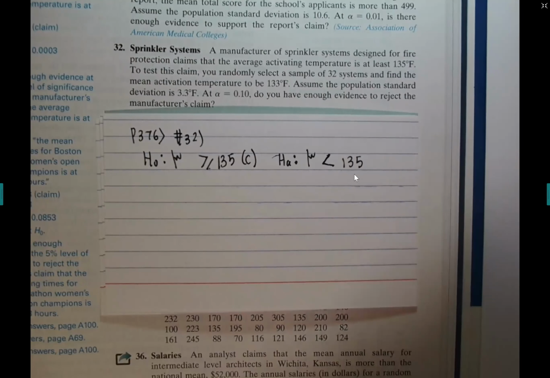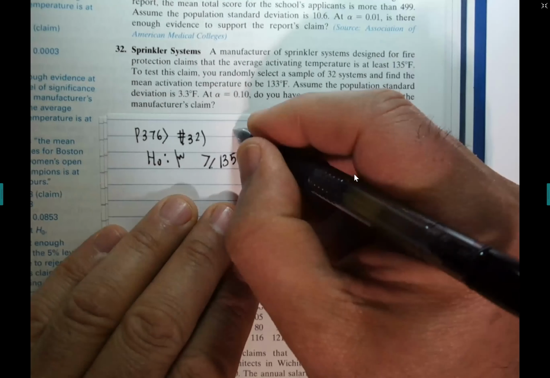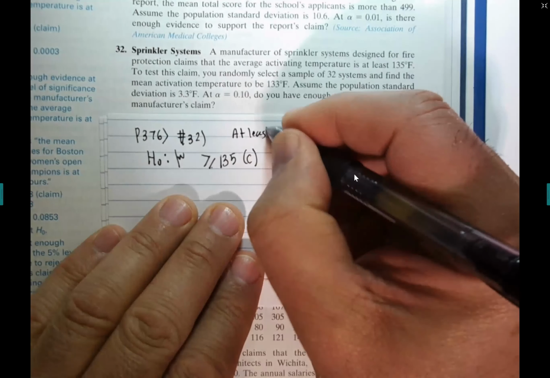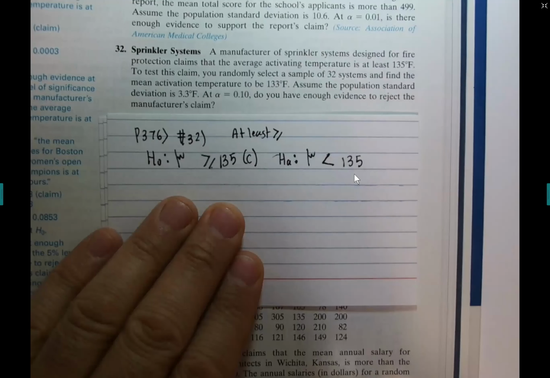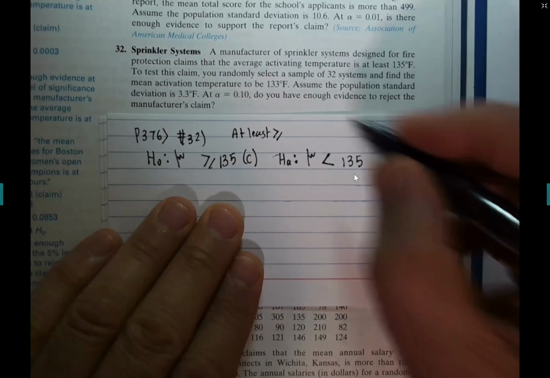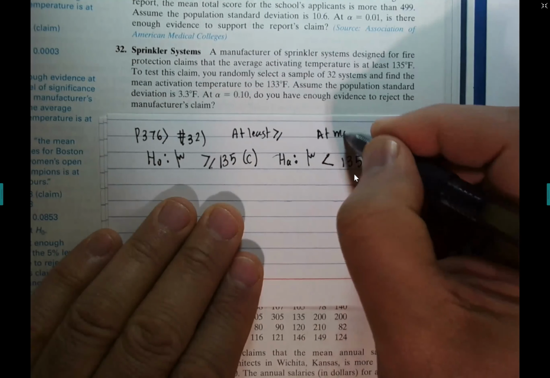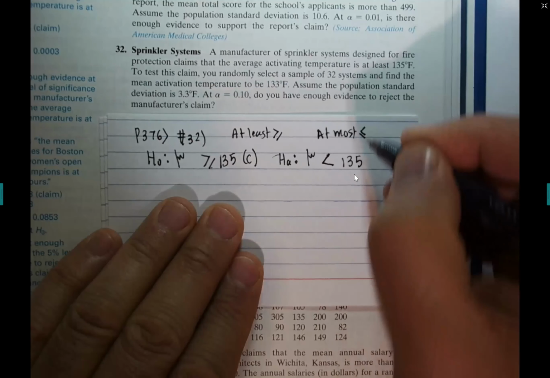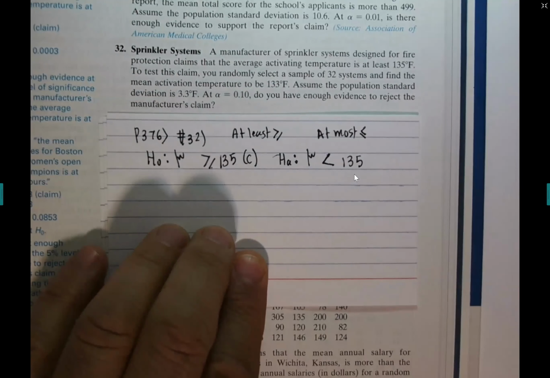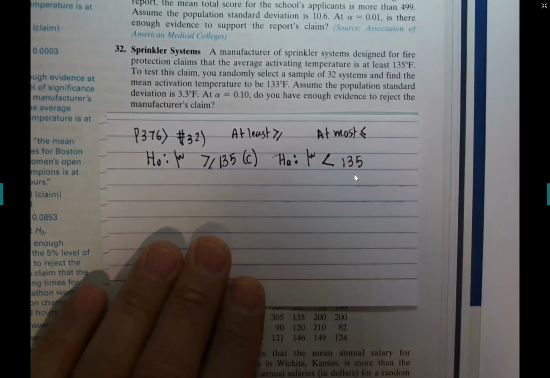So at least, guys, for your information, it's a null hypothesis sign, greater than or equal. At most is also a null hypothesis sign, less than or equal. You put it in the null hypothesis. Okay, let's continue on reading now.